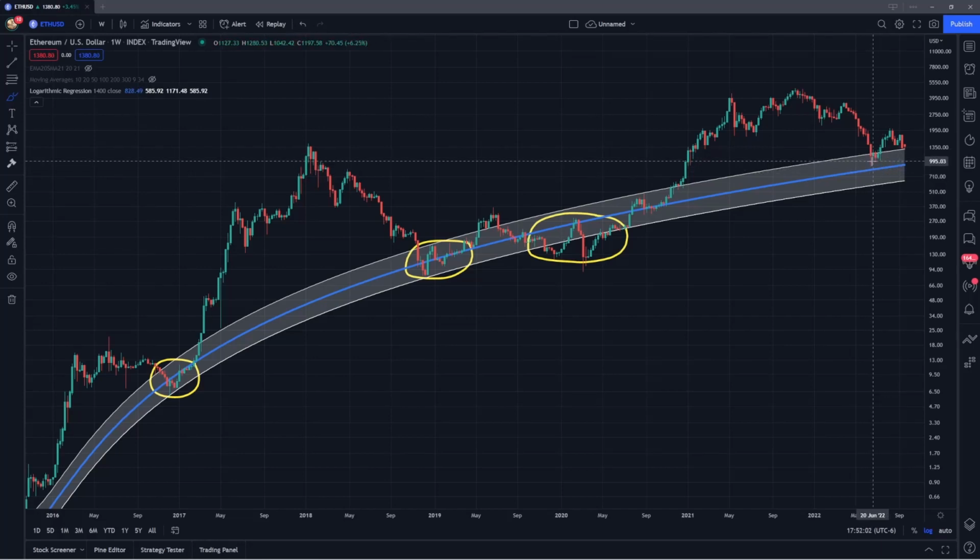So again, taking on that DCA approach where I'm not really trying to time a specific bottom, but just accumulating at prices that are right for me, prices that I think in 2 to 3 years will be looked back upon for Ethereum as great opportunities.